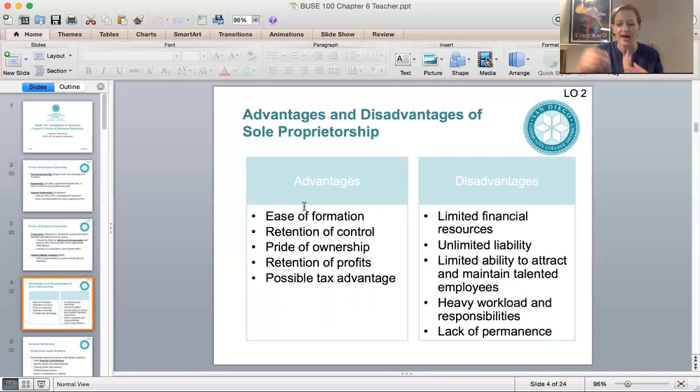You own everything, and there's lack of permanence. By that I mean, if you die as the owner of a sole proprietorship, what happens to the sole proprietorship? It dies as well, right? It doesn't go on in perpetuity the way that a corporation does. A corporation is separate, so it lives on after the owner.